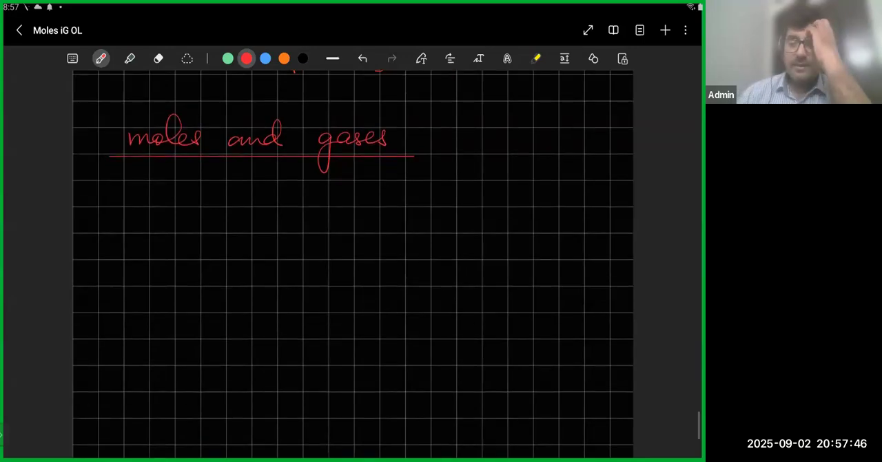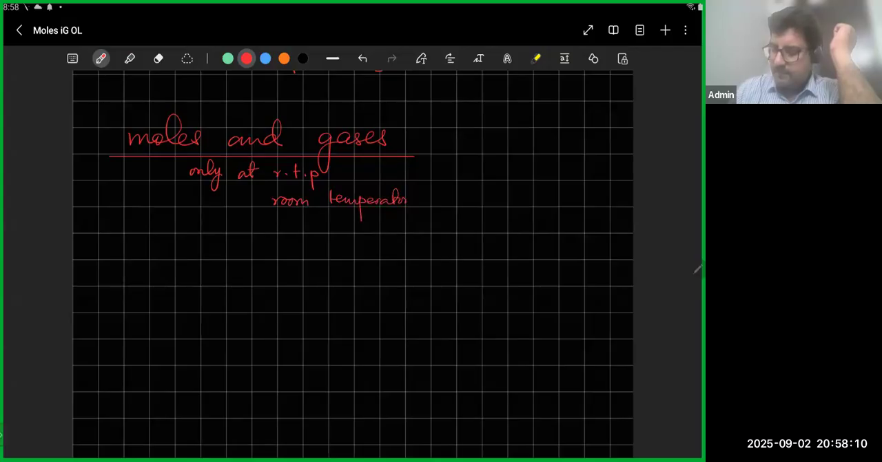Anyways, final formula, moles and gases. Moles and gases is कि, and remember this formula is only at room temperature and pressure. It's only at RTP. RTP stands for room temperature and pressure. The room temperature is 25 degrees centigrade and the pressure is 1 atmosphere.